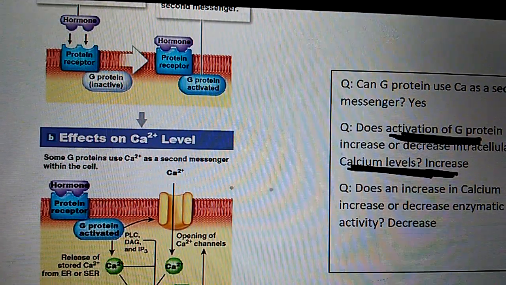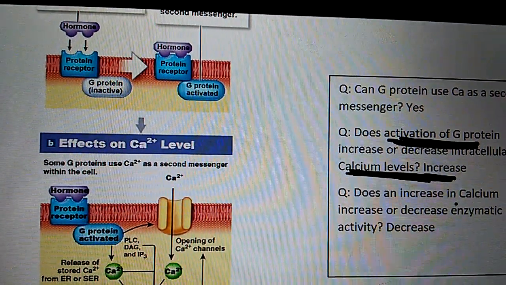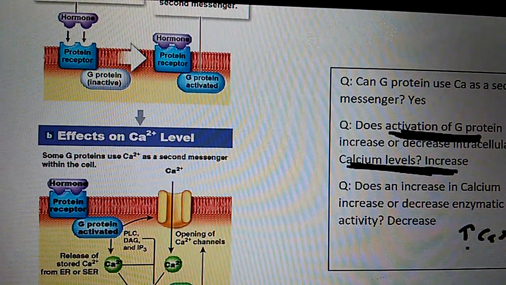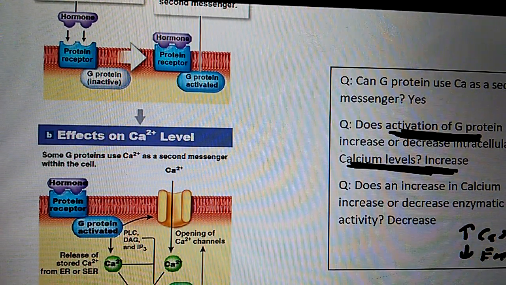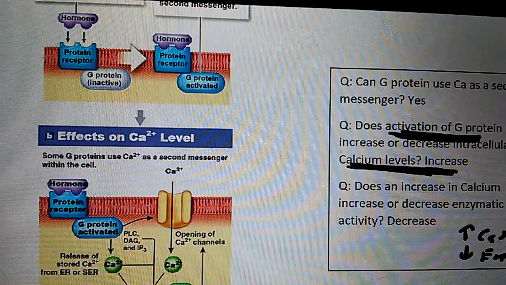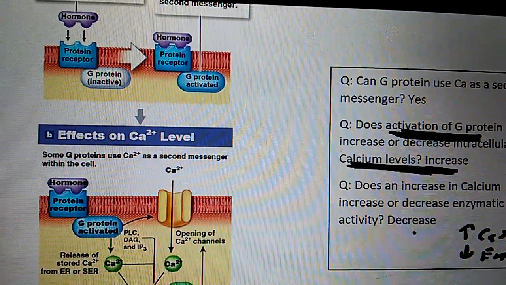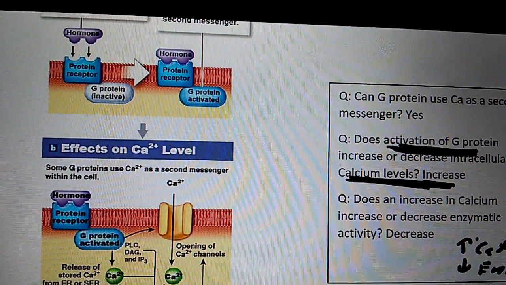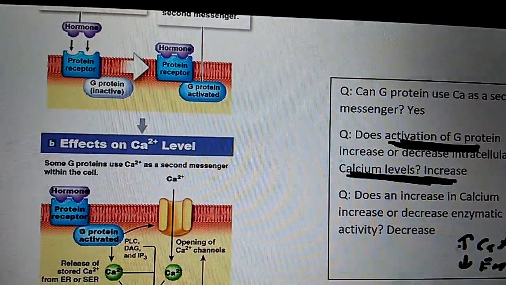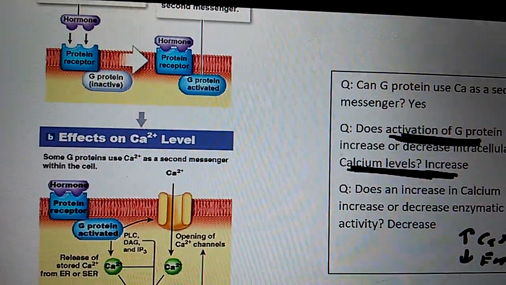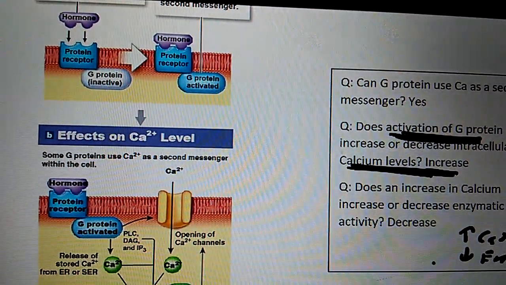Does an increase in calcium increase or decrease enzymatic activity? Decrease. So increase calcium, decrease enzyme. Repeat after me. Increase calcium, decrease enzyme. Those little tricks help, guys.